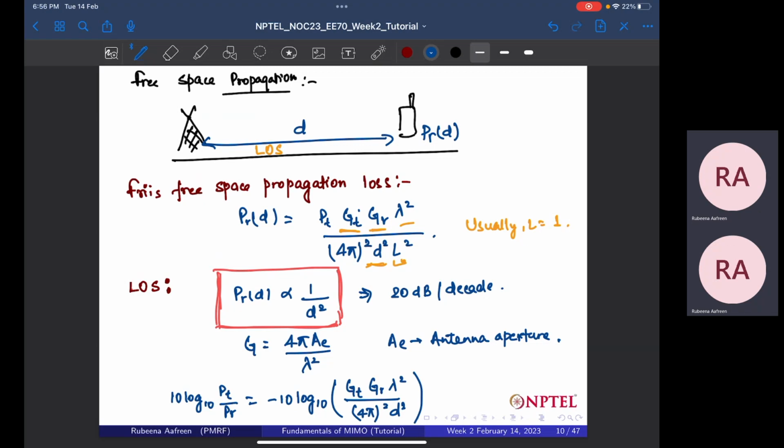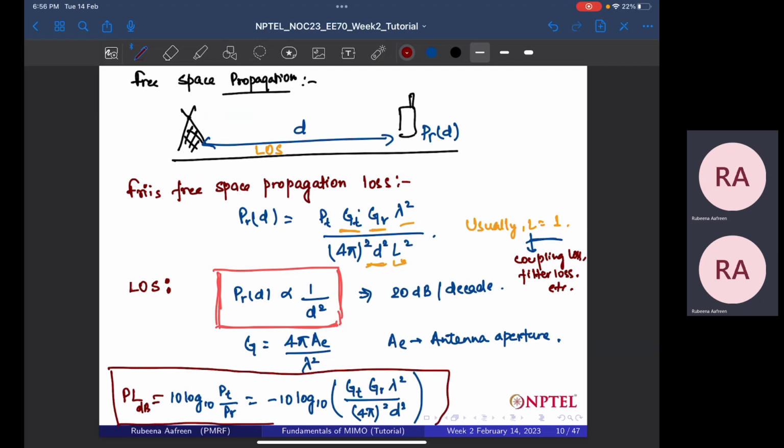Now we have considered the L as 1, the other coupling losses or any other loss. L is filter loss, etc. This is given by path loss in dB. I request you all to work it out. This is negative because we have taken PT upon PR. So this is minus 10 log of these terms.